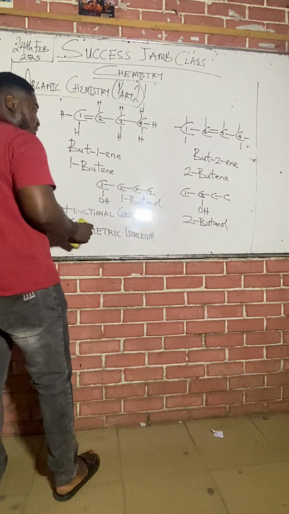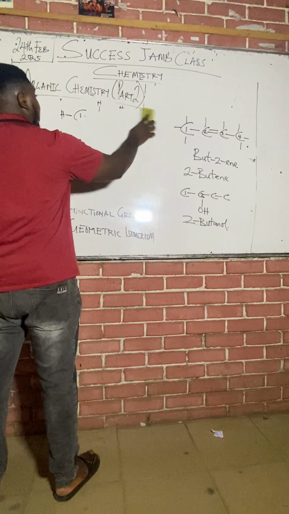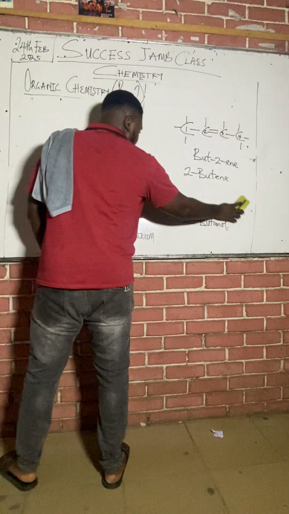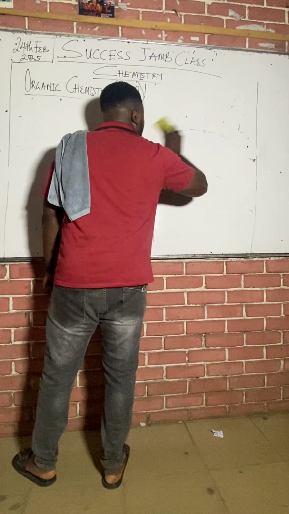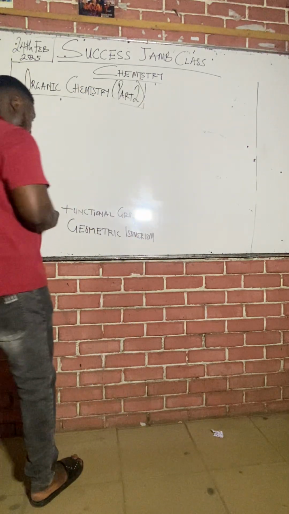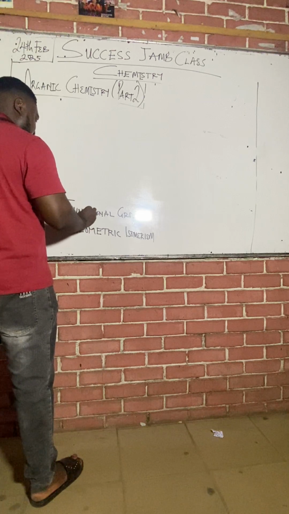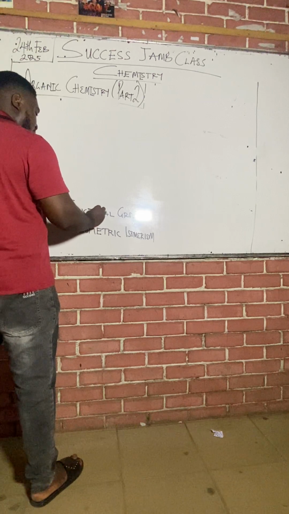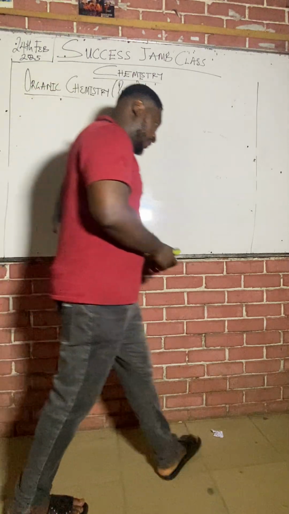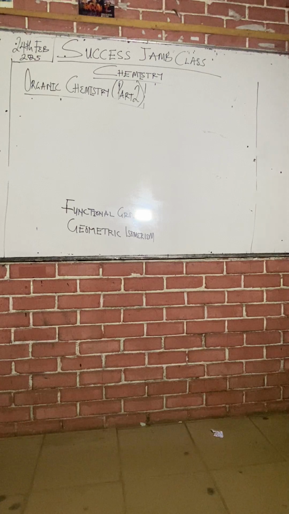Now class, let's look at functional group isomerism. The next one I want to look at is functional group isomerism. Class, functional group isomerism exists between two compounds with the same molecular formula but different functional groups. So they have the same molecular formula, but when you are drawing out their structure, because they have different functional groups, the structures will be different.